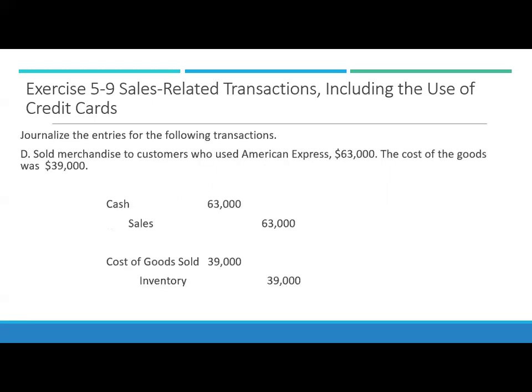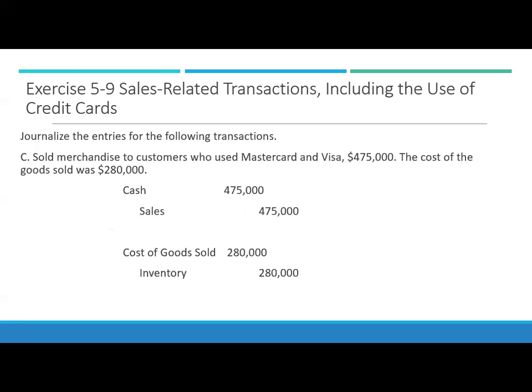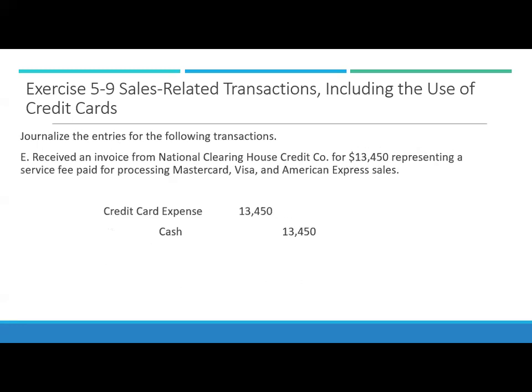Then some of these amounts, such as this was American Express, this was MasterCard and Visa, were credit card sales. And then eventually at the end of the month, National Clearinghouse Credit sends them an invoice that says, hey, this was the servicing fee that was paid for these transactions. That's an expense. So we debit credit card expense for 13,450 and credit cash for 13,450.